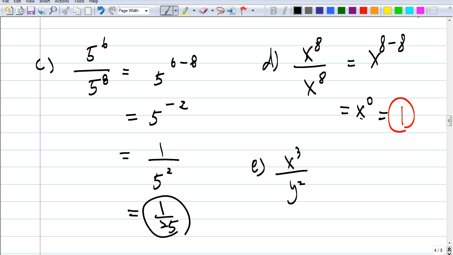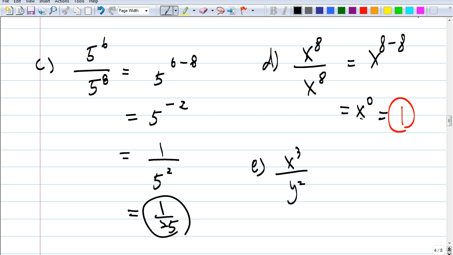How'd you get 1? Because I got x to 0. Why is x to 0 1 though? Yes, because if you actually write it out, it's x over x like 8 times. Excellent. When in doubt, you write it out. So you get 8 x's on the top, 8 x's on the bottom. They cancel out. You just get 1.